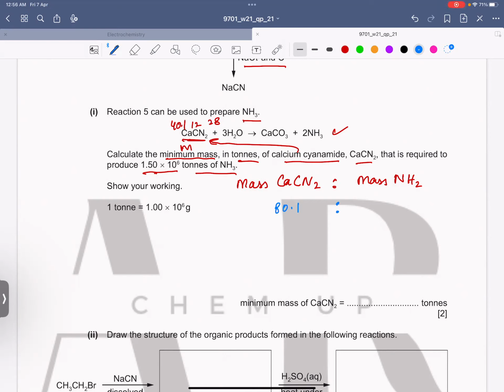And if you see, nitrogen is 14 and hydrogen is 3, which makes it 17, and 17 times 2 makes it 34. So 80.1 grams of CaCN2 forms 34 grams of ammonia. Is this clear?